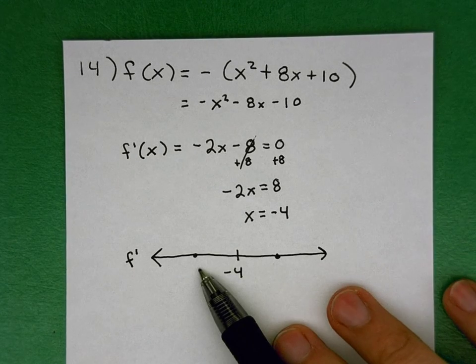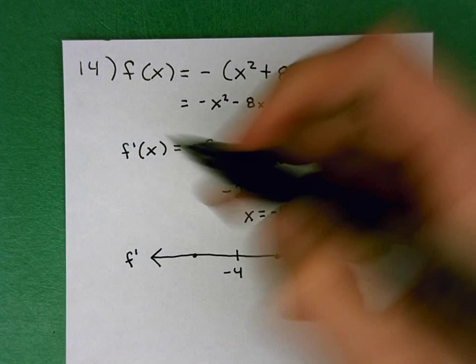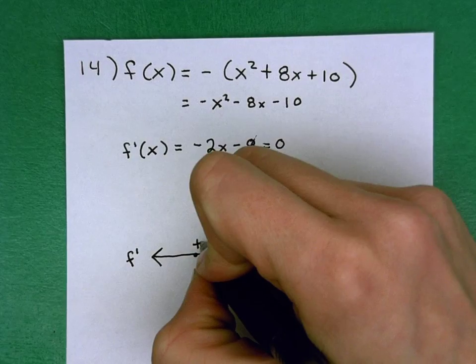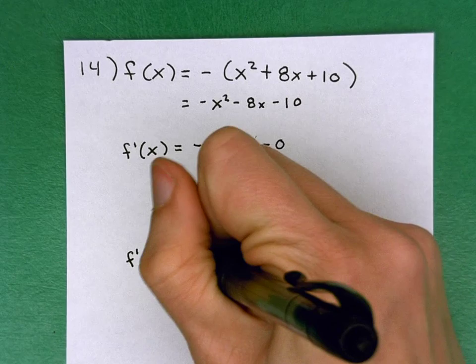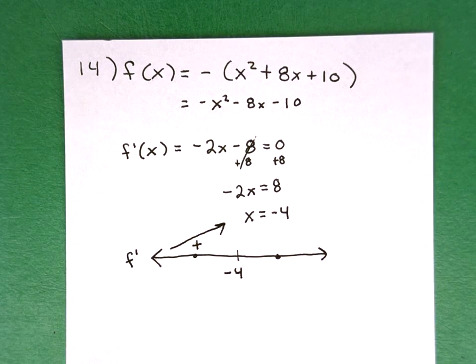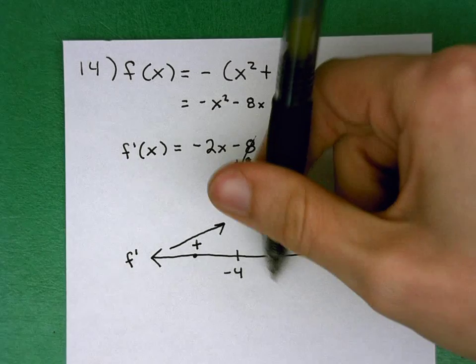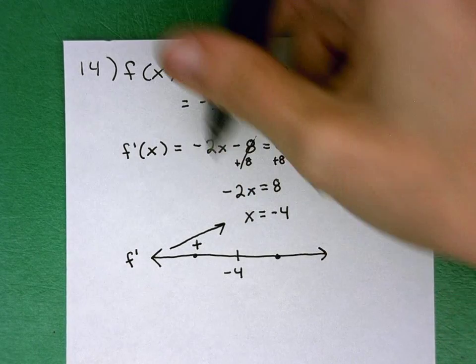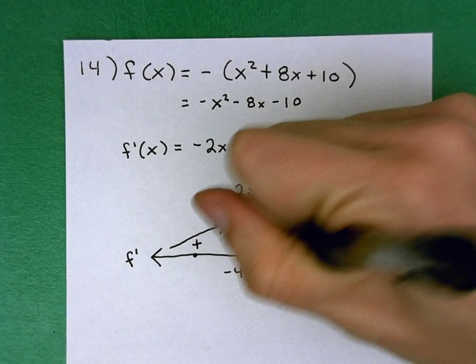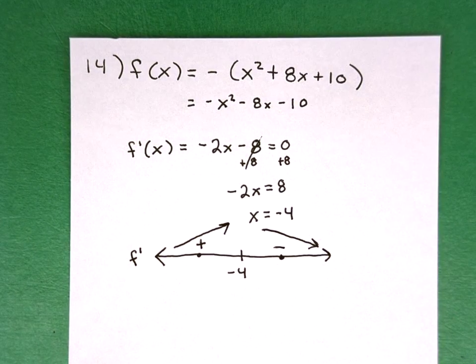Okay, so taking that negative 5, I'm going to plug it into my f prime up here, and I'll get 10 minus 8, which is a positive number. And so this means this function is increasing on that interval. Okay, and then right of negative 4, I can pick any number. I'll go ahead and pick 0. And 0, when I plug in, I get negative 8, which is a negative number, and so I know my function is going down. It's decreasing on that interval.